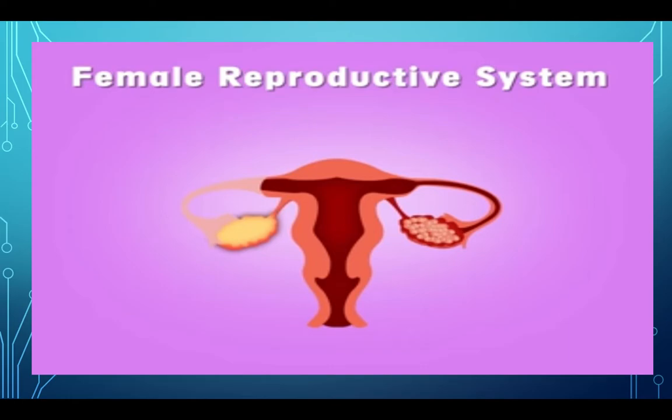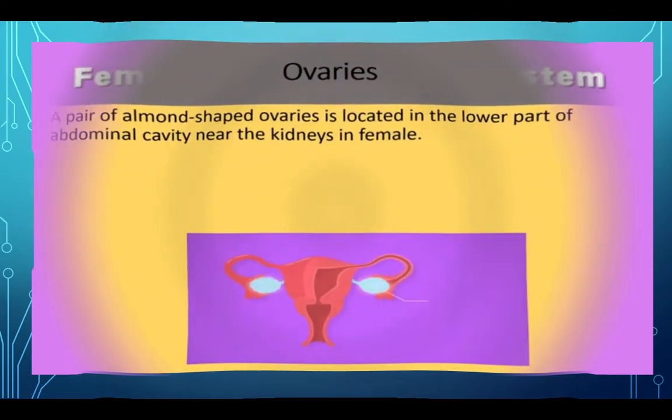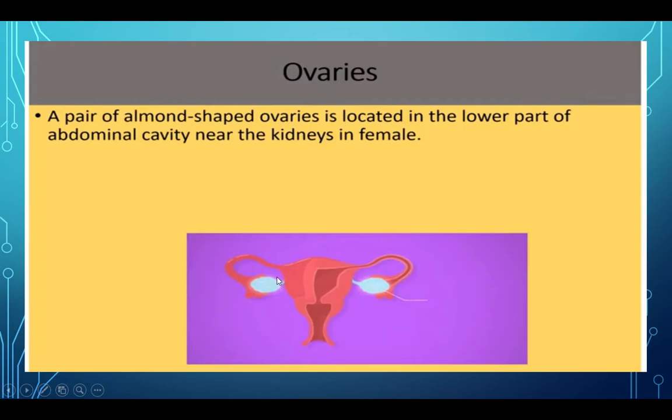Next, let's see the female reproductive system. This is the structure of the female reproductive system. The primary sex organ of the male is the testis, I told you, right? Likewise, for the female, the primary reproductive organ is the ovary. A pair of ovaries is there. Can you see this oval part? It's almond shaped. Almond means badam.